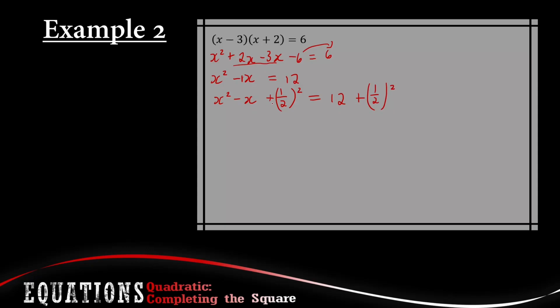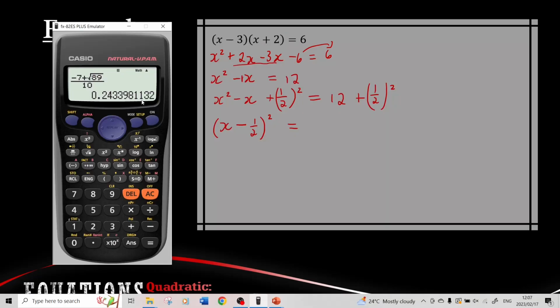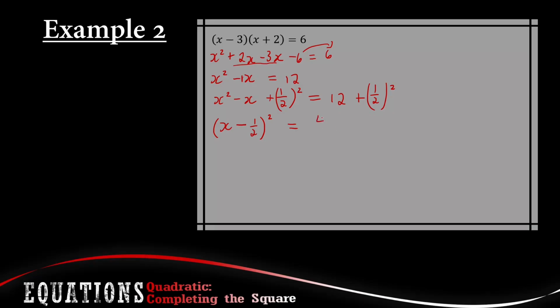Okay, and then putting this in its factored form, we write that x, that sign, and whatever's inside these brackets is a half, and we put that to the power of 2 equals, and then simplifying that on the calculator, that is just 12. That is 12 plus 1 over 4, and that gives us 49 over 4.